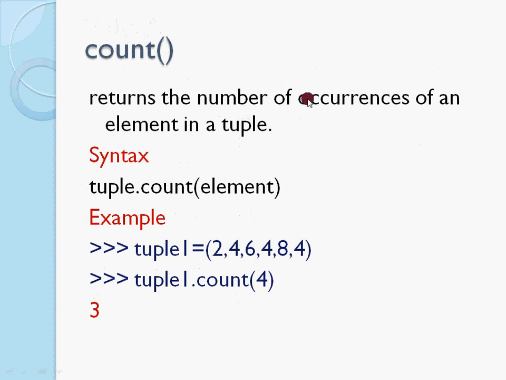Count returns the number of occurrences of an element in a tuple. So tuple dot count of an element is the syntax of the count function, and in this tuple I want to count the number of occurrences of 4. So 4 occurs 1, 2 and 3, so 3 times. So the output will be 3. It counts the number of occurrences of 4 in this tuple and gives the output as 3.